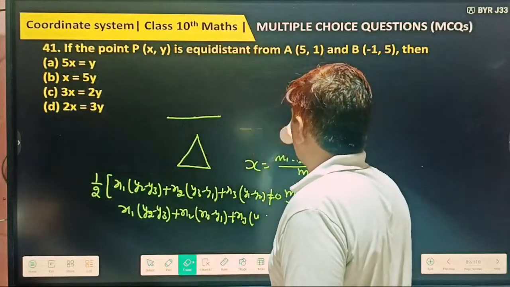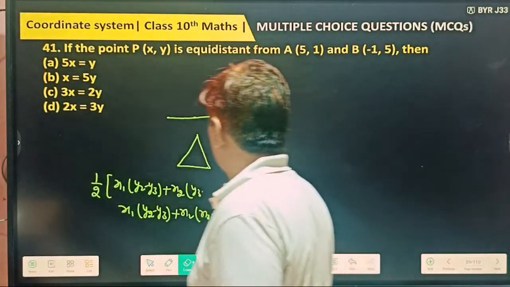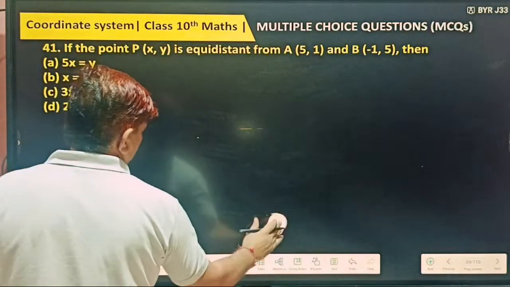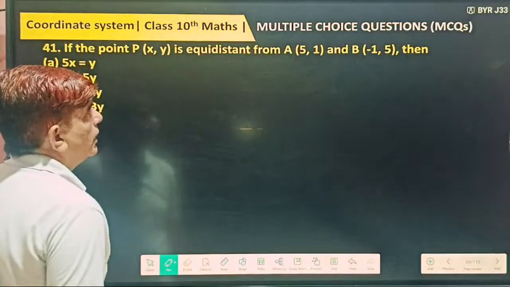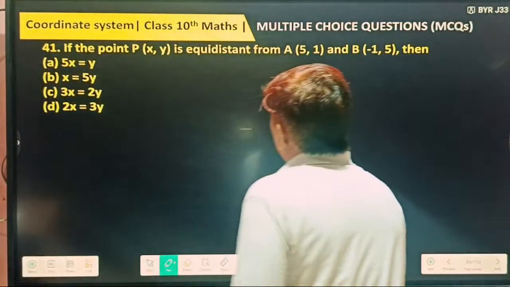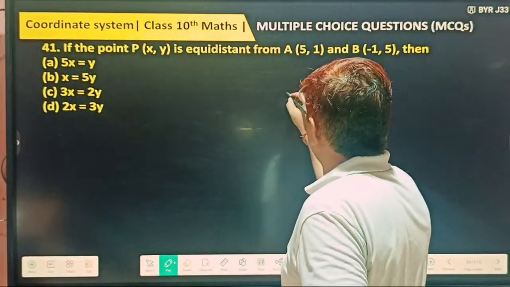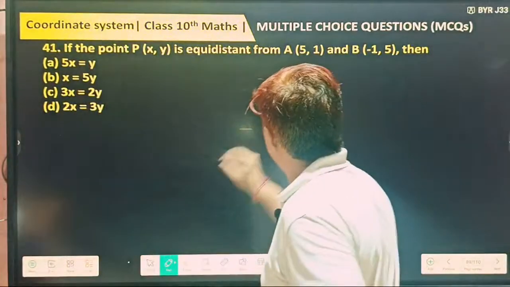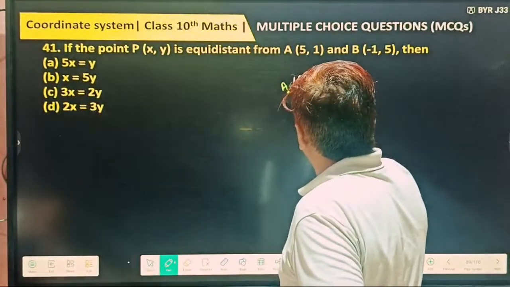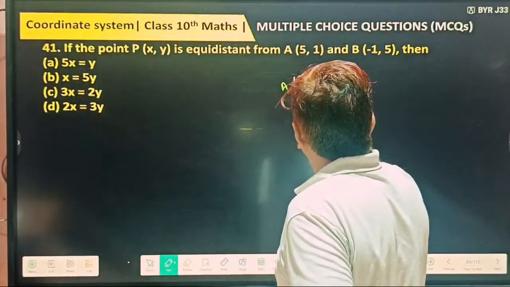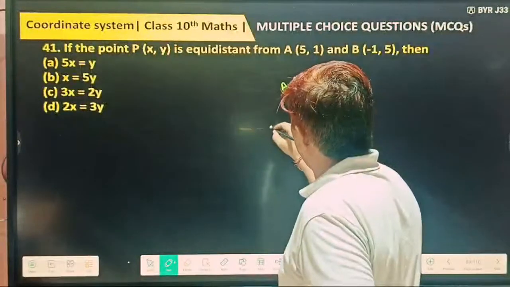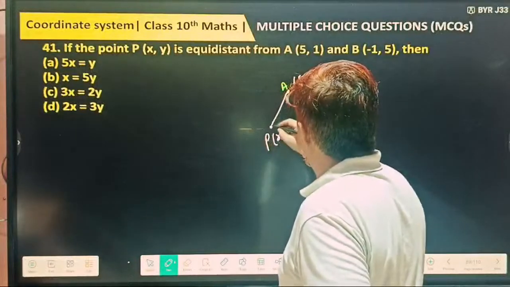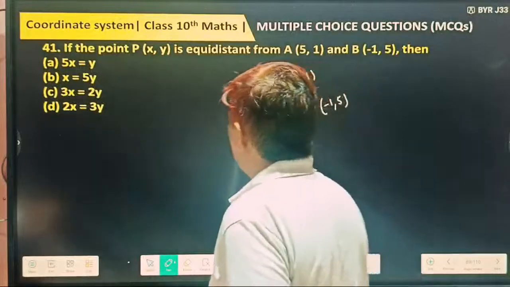Try to solve as far as possible. What's given: if the point P x, y is equidistant from the points, so we have two points. One point is A, whose coordinates are 5 and 1, and another is -1 and 5. And there is a point P whose coordinates are x and y, and we have to find these coordinates x and y.